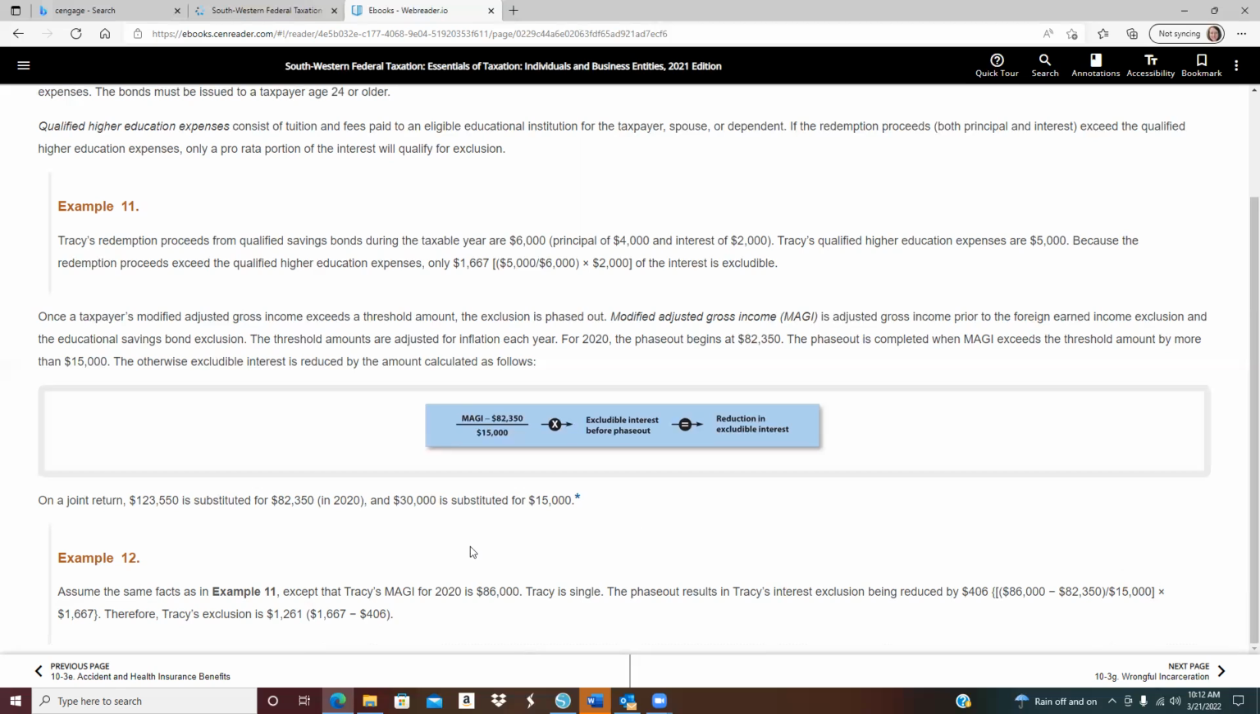Now again, the phased out amount is when, if you have a joint return, you have income of $123,550 or above, or if you're single, $82,350.